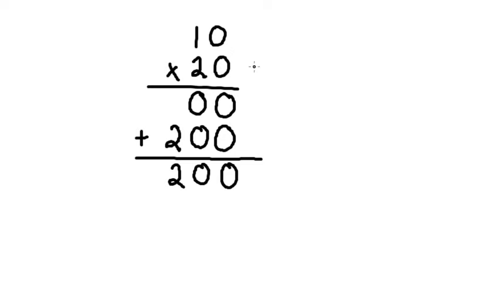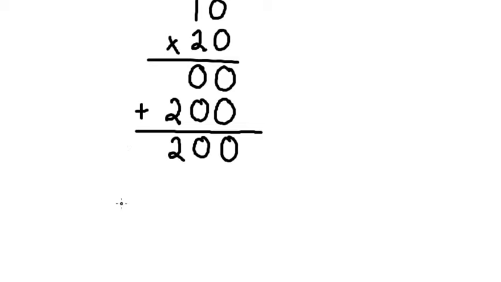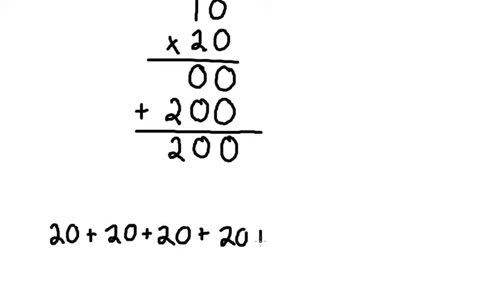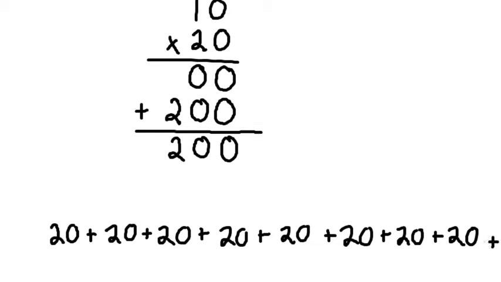Keep in mind that you don't have to use this method. You can also use an addition method, because if you have a number times 10, that means to add that number up 10 times. So to do 10 times 20, we could also do 20 plus 20, that's 2 20s, 3 20s, 4 20s, 5 20s, 6 20s, 7, 8, 9, oh, I ran out of room. Let me do it down here.